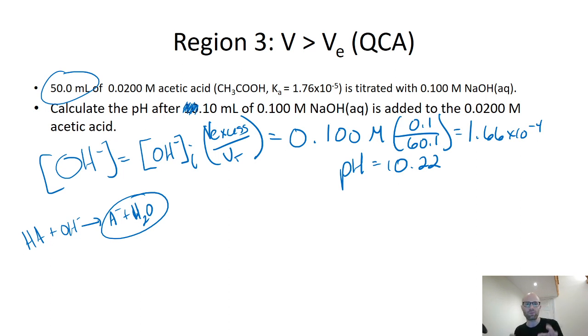I tried to keep the regions the same. Region 1 is before the equivalence point, region 2 is at the equivalence point, region 3 is after. There is still the region 0, but the key is to sit back and think about what chemistry took place and what that does for the components of your solution, and then execute the appropriate math to line up with the chemistry that you know took place.